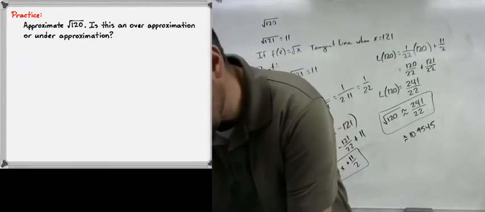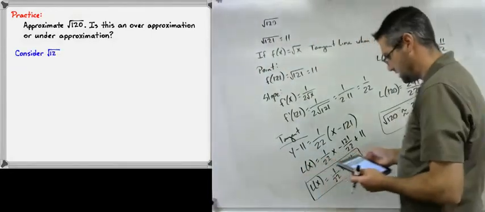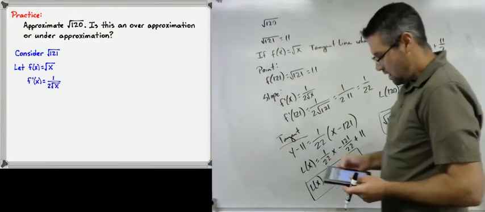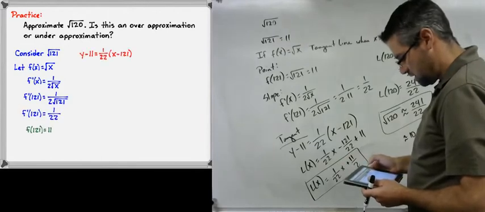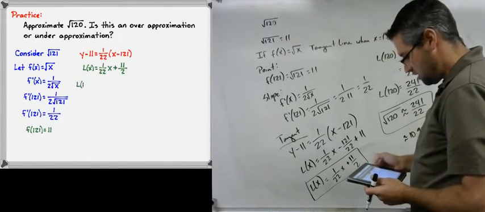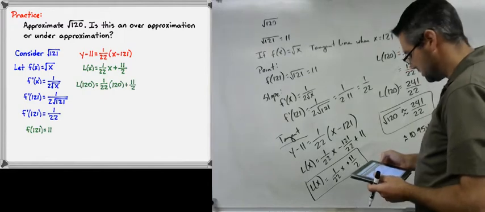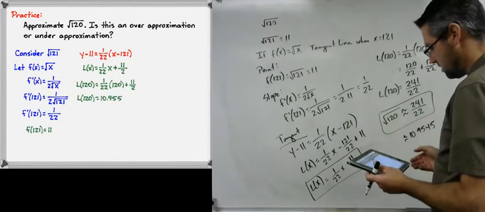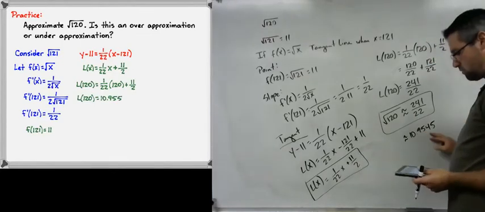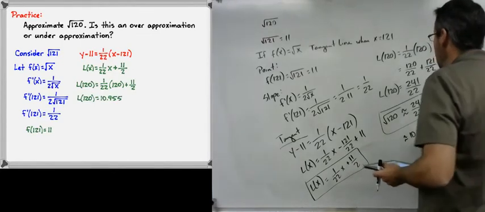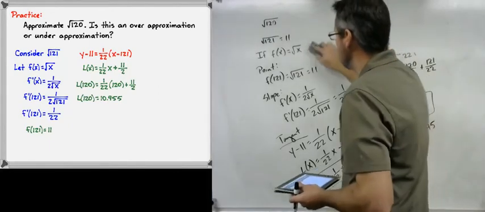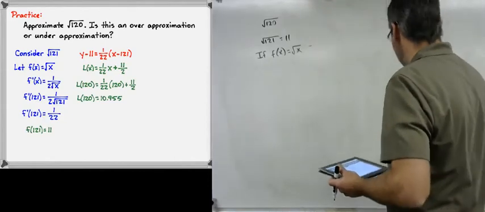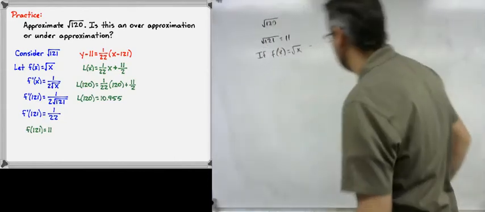Well, let me bring this work up here so that I can erase this. So we're going to say, consider the square root of 121 like we did here. We found our derivative. We found our tangent line. So we end up with L of 120 is 1 over 22 times 120 plus 11 over 2, which is 10.955 if I round. So that's fine. Now let's go ahead and look at the function that we're talking about and try to understand what is happening graphically.